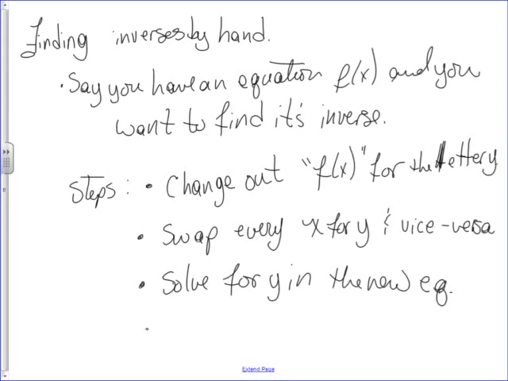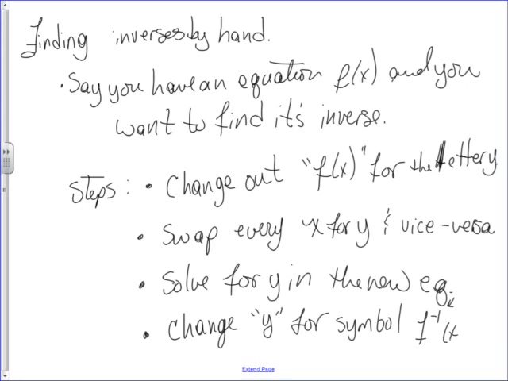All right? And then the last step, change the y for the symbol f with the little -1. That right there indicates that it's the inverse, so don't forget the little -1. So the inverse of f of x looks just the same as the original symbol for a function f of x, but like I said, it has that little -1. Don't forget that -1. That -1 is important.